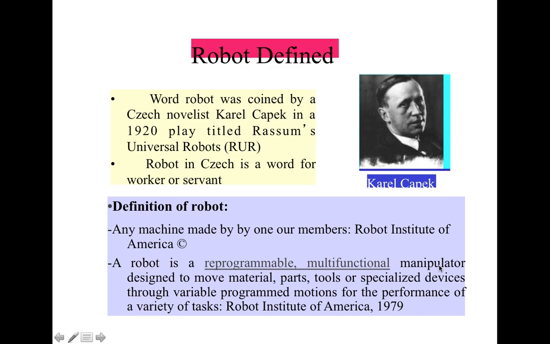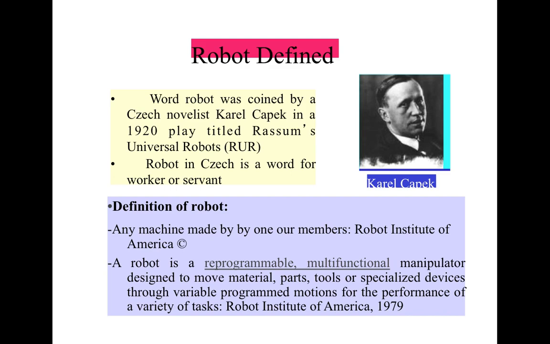Reprogrammable means, if you are buying a robot for your industry, or your system, or your home, or for your college, this robot can perform various tasks. For example, the robot is supposed to pick any object and place it in some other place. That is one operation. Another operation is other types of work such as spray painting and welding.